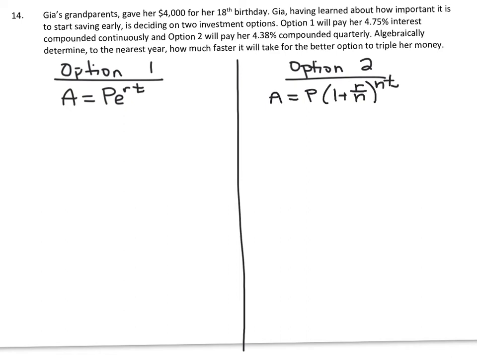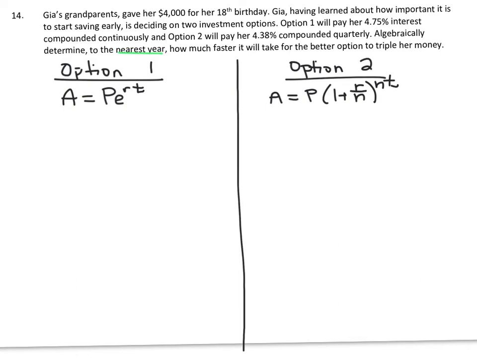Okay. Algebraically determine to the nearest year, let me just underline that because that's important, what to round to, how much faster it will take for the better option to triple her money. Okay, so if we want to triple her money, let's think about this. She's investing $4,000. So if she's going to triple that, 4,000 times 3 is 12,000. How long will it take to grow to $12,000?